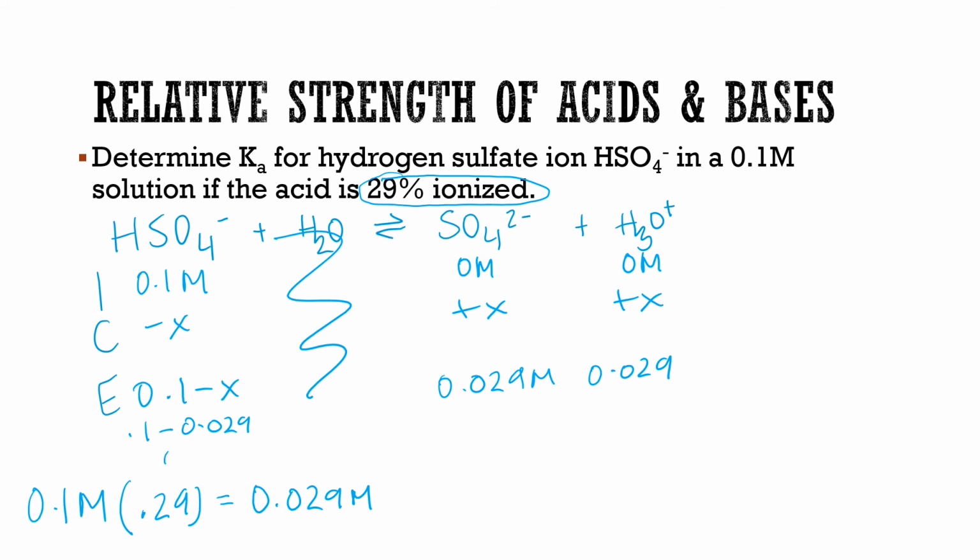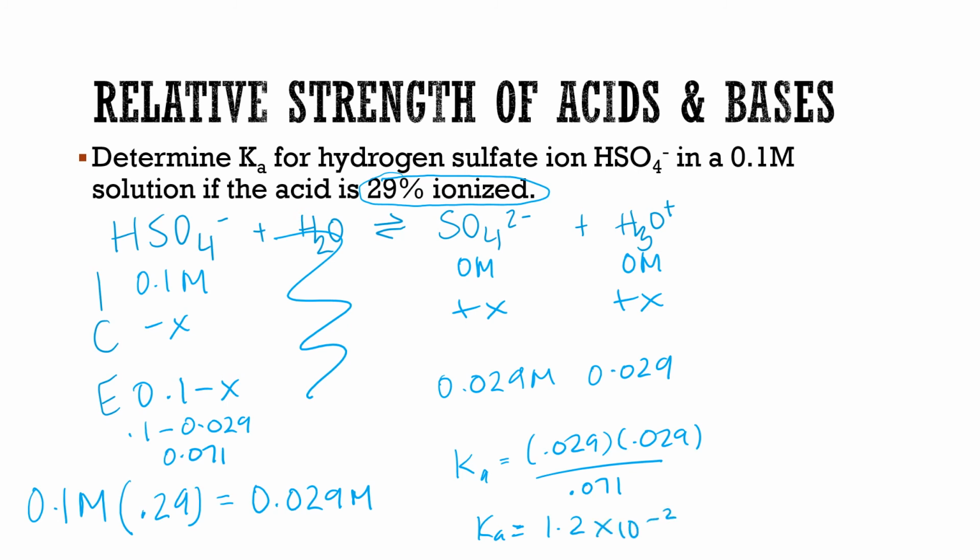And I get 0.071. And so now to calculate Ka, I've got 0.029 times 0.029 divided by 0.071. So Ka equals 1.2 times 10 to the negative 2. So there is my K value, starting with the initial, and then I was told the percent ionization, which is another way of telling me one of the equilibrium concentrations.